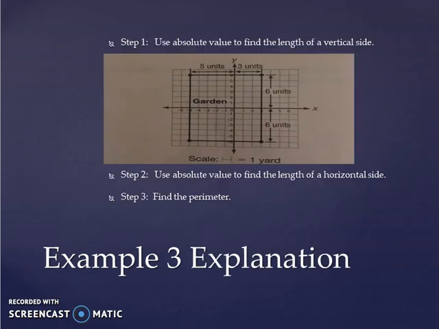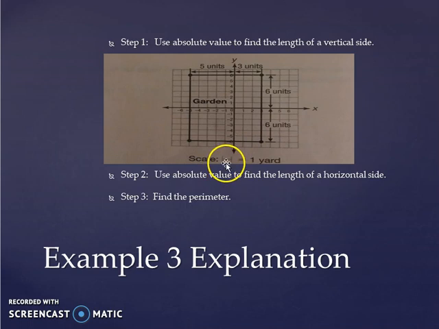All right, so for step 1, we're going to use absolute value to find the length of the vertical line. So if I'm looking at the vertical line, I'm going to see here that my point is at a -6 for y. So the absolute value of a -6 is 6. And then I'm going to start here, and it goes up 6 units. So it's going to be the absolute value of 6, which is 6. So here I have 12 total on this side.